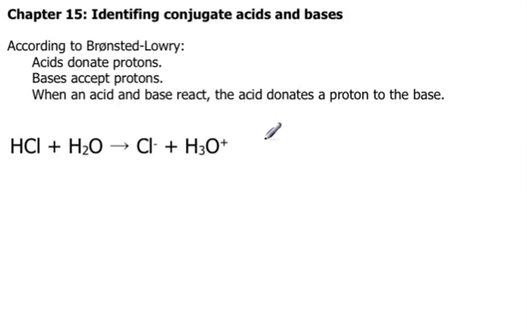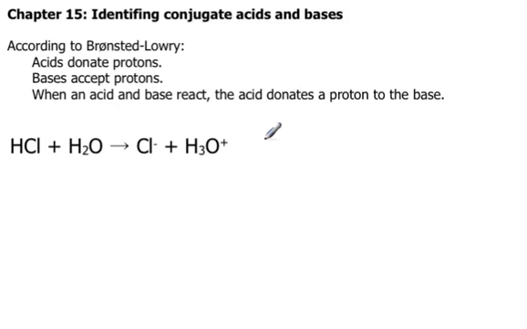This video is about the Bronsted-Lowry theory of acids and bases and the terminology of conjugate acids and conjugate bases. So according to the Bronsted-Lowry definitions, acids are substances that donate protons in a chemical reaction, and bases are things that accept protons in chemical reactions.